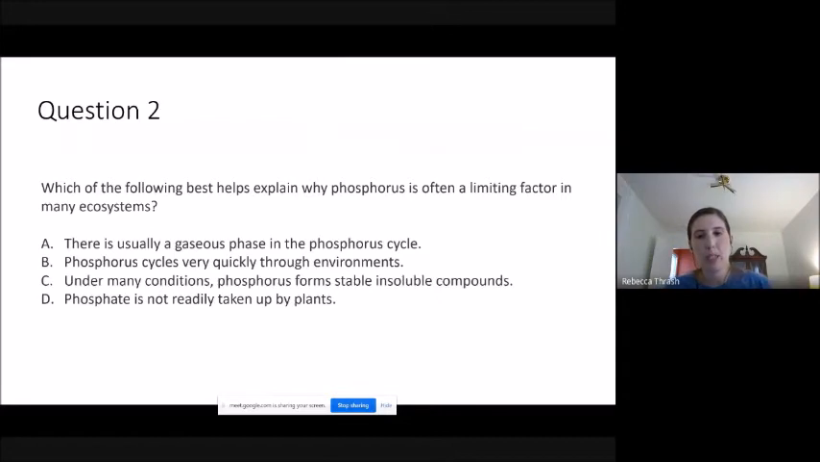Question 2. Which of the following best helps explain why phosphorus is often a limiting factor in many ecosystems? There's usually a gaseous phase in the phosphorus cycle. We can go ahead and eliminate that one. Phosphorus cycles very quickly through environments. Well, it's actually the slowest, mostly because there's no gaseous phase, so it relies on things like erosion and dissolving of sediments to get the phosphate out of the reservoirs. So that's probably not it. Under many conditions, phosphorus forms stable and insoluble compounds. Well, that sounds right. You get phosphate salts trapped in rocks, but let's make sure we eliminate all the options. D, phosphate is not readily taken up by plants. Well, that's definitely not true. So the correct answer here is C. Phosphorus really does easily form these stable compounds, which makes it very difficult to get them back into a form that plants can use.